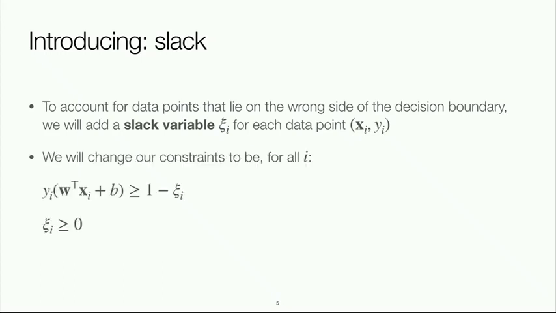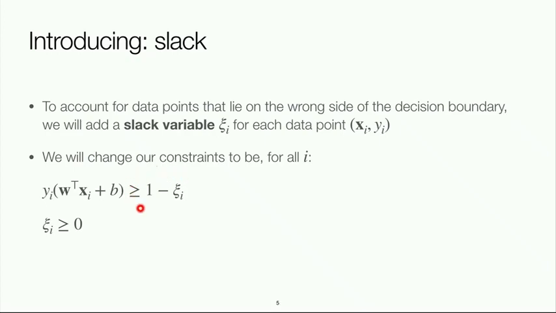So we're going to change the constraints that we had before to look something more like the following. So before, what did we have? All we had was this. This was our constraint before, for all i. So now what we've done is we've said, well, this used to be a hard constraint that every single data point had to lie at least this far away on the correct side of the decision boundary.